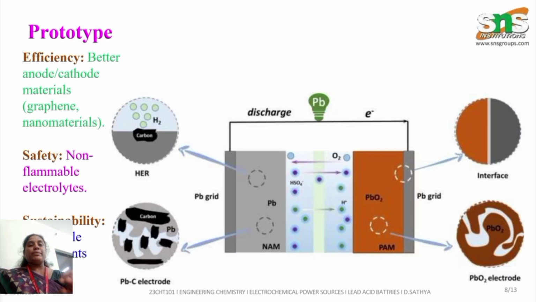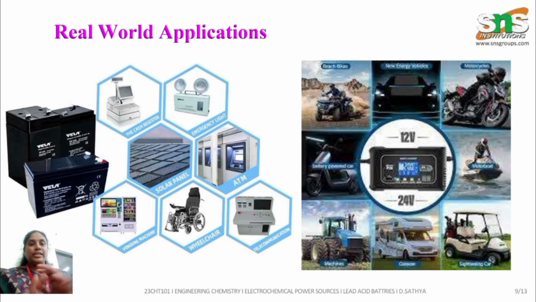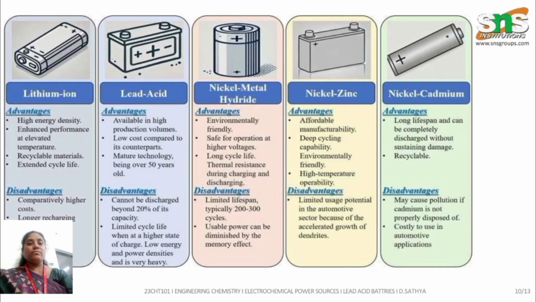The prototype uses a better anode and cathode material in the lead acid battery. In real world applications, we are using the lead acid battery in UPS, some displays and heavy vehicles. Comparatively, there are the lithium ion battery, lead acid battery, nickel metal hydride, nickel zinc and nickel cadmium, different batteries we are using here.